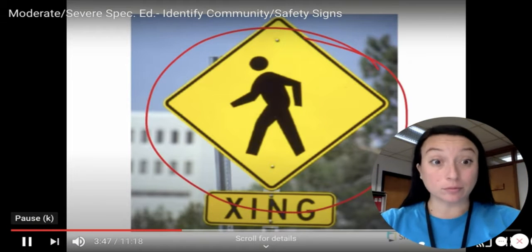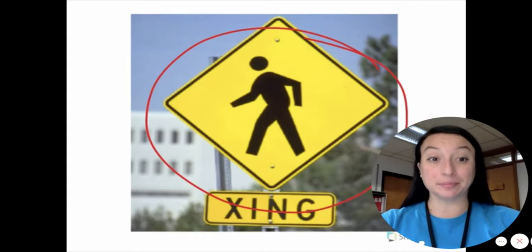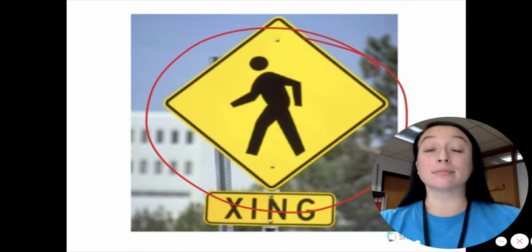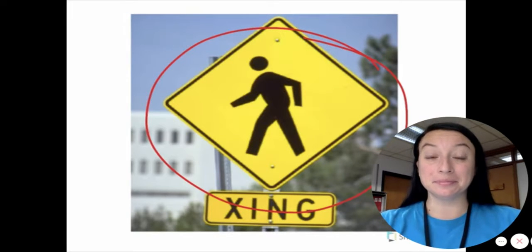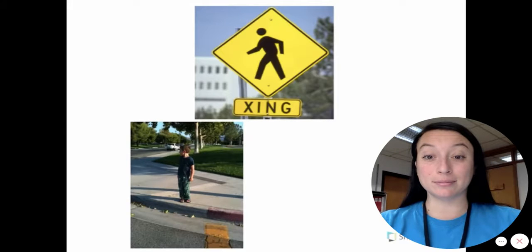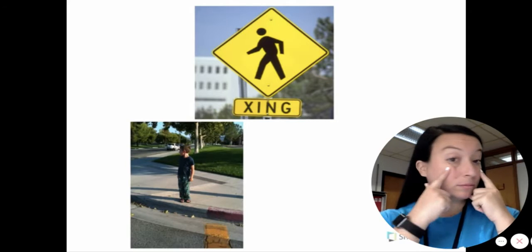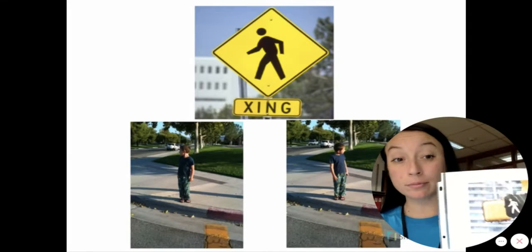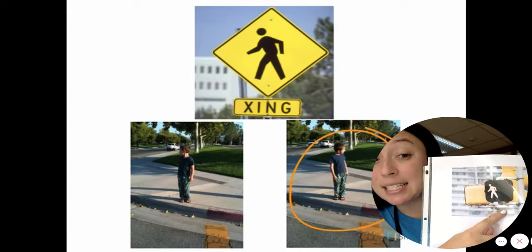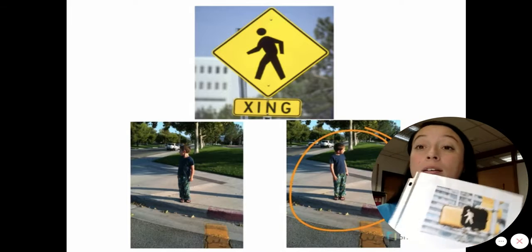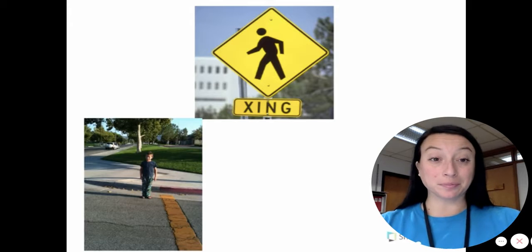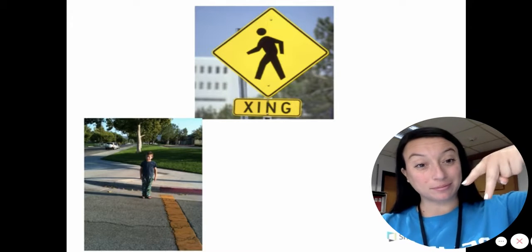That sign says Pedestrian Crossing. Pedestrian crossing means it's okay to cross the street there. But before you cross the street, you have to stop and look to the right, and then look to the left. You might see this sign as well. If there are no cars coming, then you can step into the crosswalk and walk across the street.